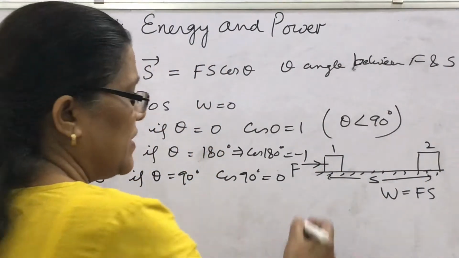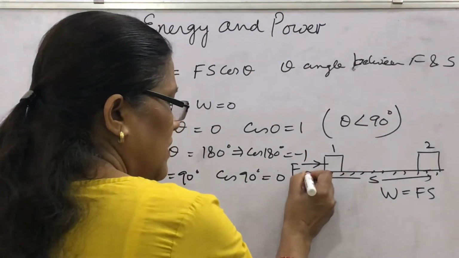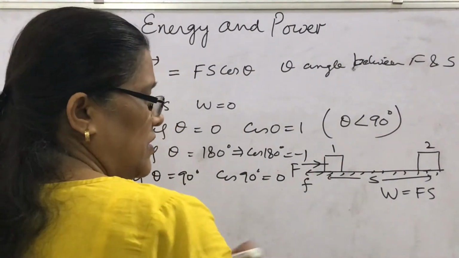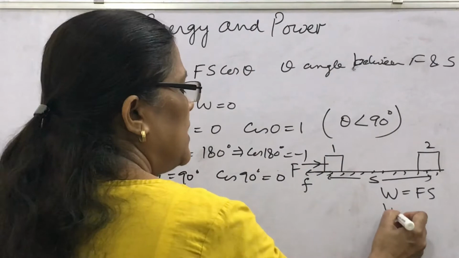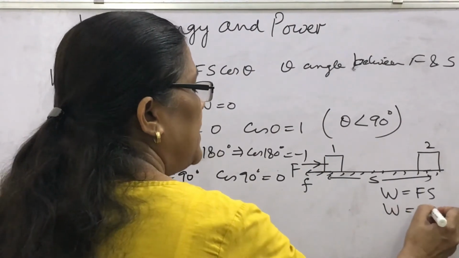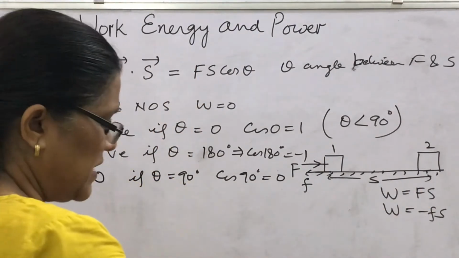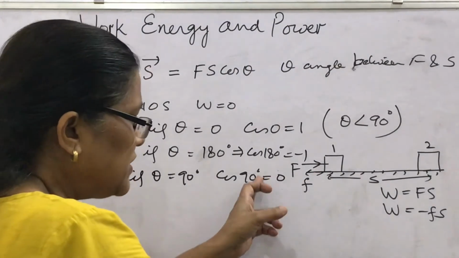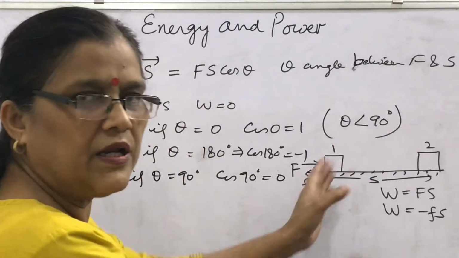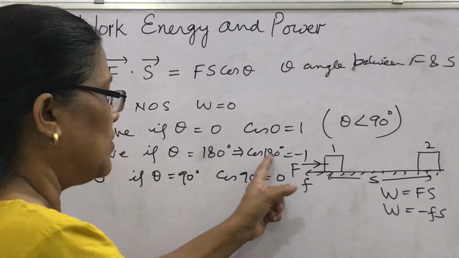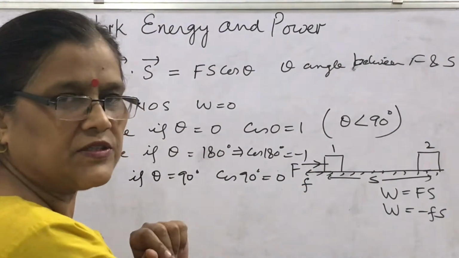So here the work done by the applied force is F into S, and if friction exists here, then what will happen? The frictional force will act in this direction. Then what will be the work done by friction? The work done by friction will be minus Fs. Why minus Fs? Because the frictional force and displacement are in opposite directions. So cos 180 is minus 1, so minus Fs.